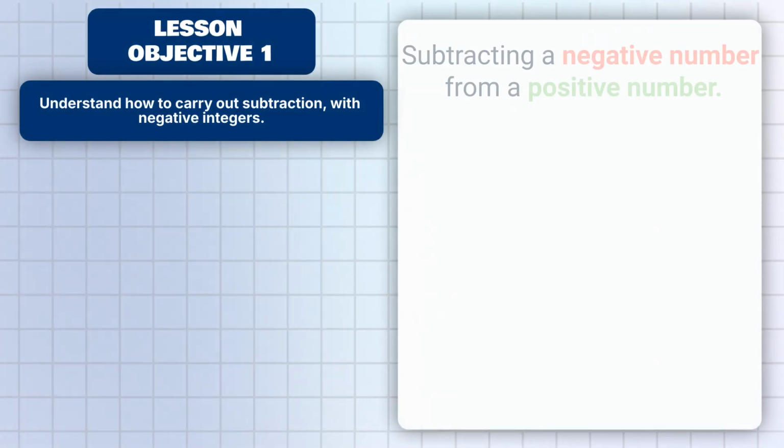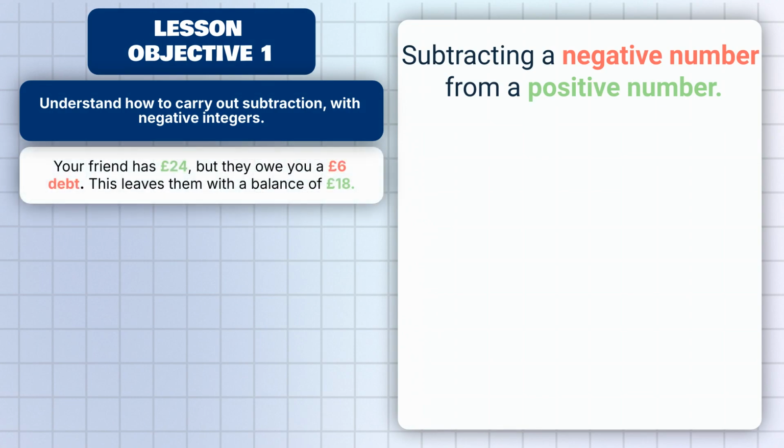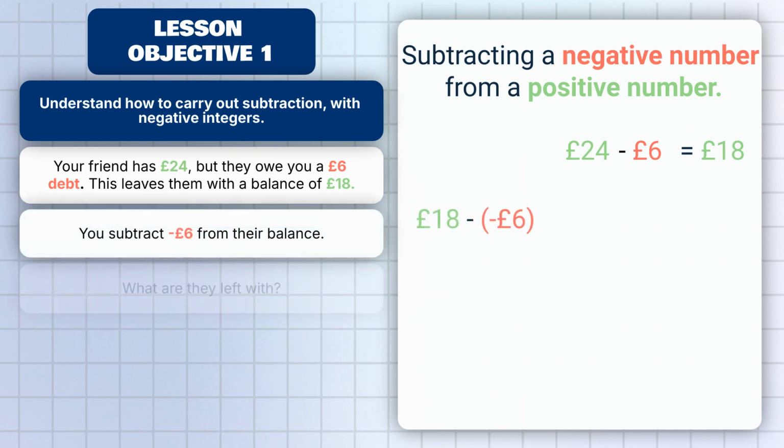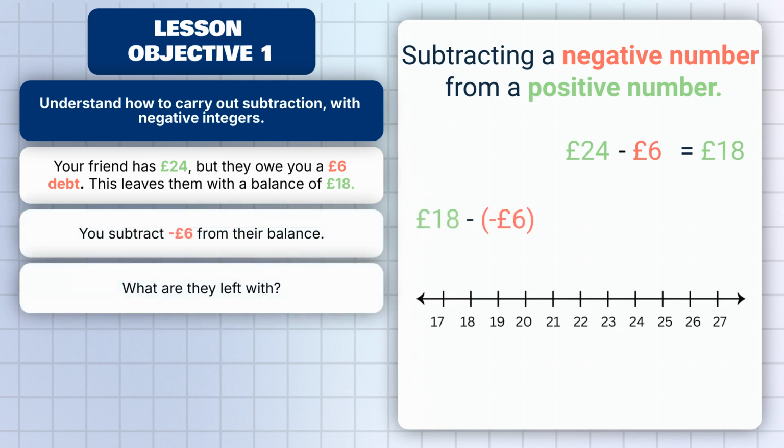Next, let's consider subtracting a negative number from a positive number. Imagine that your friend has £24, but they owe you a £6 debt. So their balance looks like this. Feeling generous, you decide to take away their debt. You subtract minus £6 from their balance. On the number line, subtracting a negative is equivalent to adding the corresponding positive number. So 18 minus minus 6 is equal to 18 plus 6, which is equal to 24. Hence, the balance is brought back to £24.